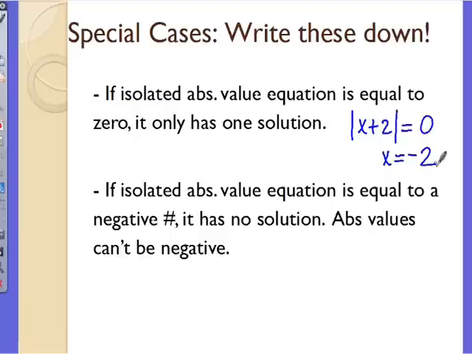Okay. If the isolated absolute value equation is equal to a negative number, it has no solution because absolute values can't be negative. Right? So there's no way, for example, that the absolute value of x plus 4 could equal negative 2, because there's nothing that I can plug in for x that when I would take the absolute value out.